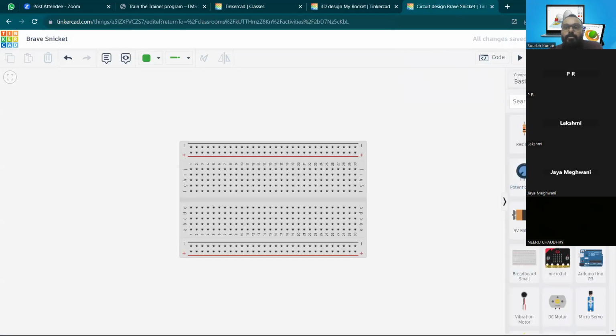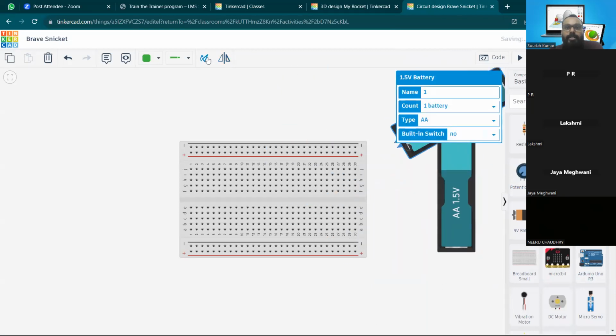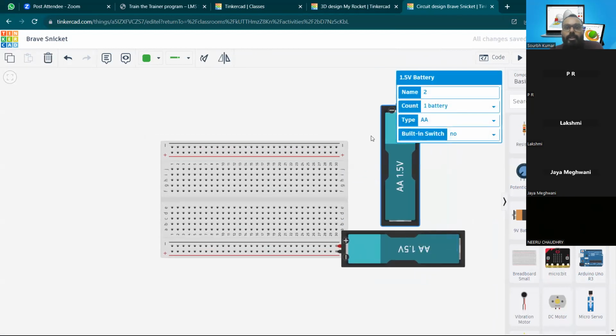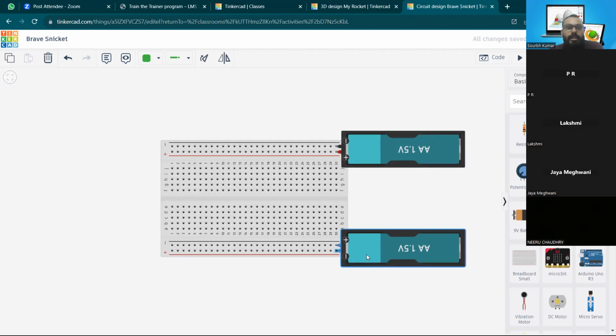Okay. So if you bring two batteries and rotate the battery to make it perfect for the position on the breadboard, then what you are left with is the need for connections, right? I'm just dragging and dropping these things here and mirroring them so that the positive terminal remains on the positive side of the breadboard and the negative terminal on the negative side. So now we have two batteries.